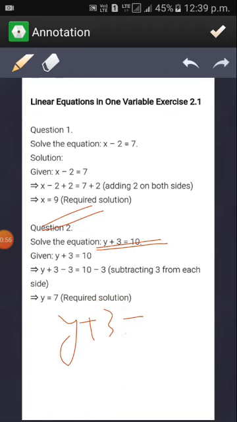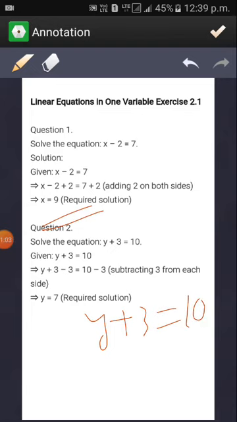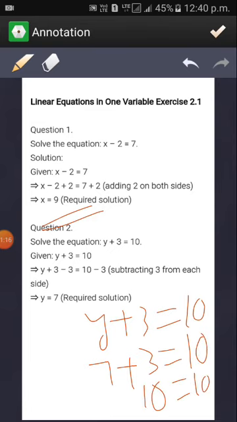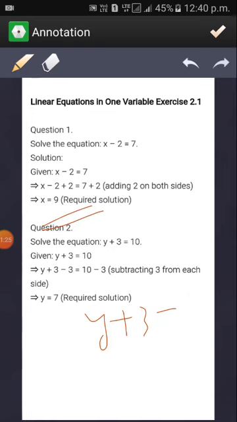Now we will check the validity of this solution. y plus 3 is equal to 10. The value we got is y equal to 7. So we write 7 plus 3 is equal to 10. 7 plus 3 is 10, equal to 10. LHS is equal to RHS. That means the value we found, y equal to 7, is valid. We have correctly found the value.